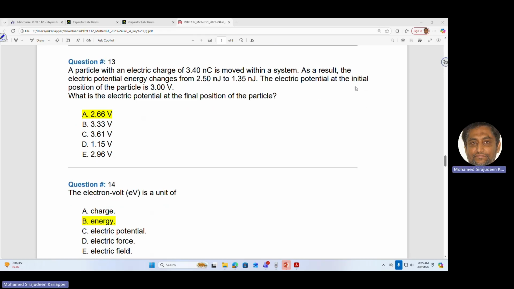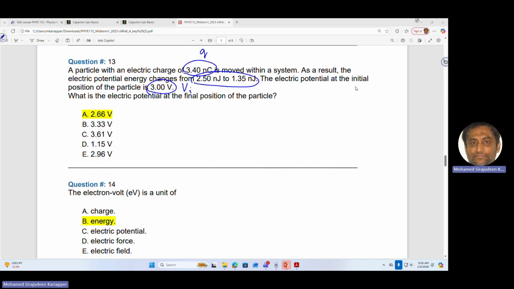Number 13. A particle with an electric charge of 3.40 coulombs, so this is the charge, is moved within a system. As a result, the electric potential energy changes from 2.5 to 1.35 nanojoule. The electric potential at the initial position of the particle is V initial. Potential is V. Potential energy is PE. What is the electric potential at the final position of the particle?